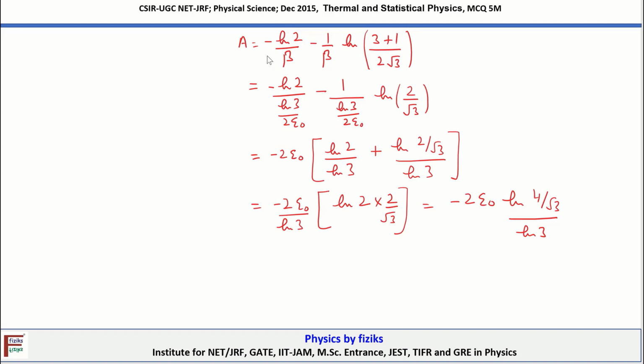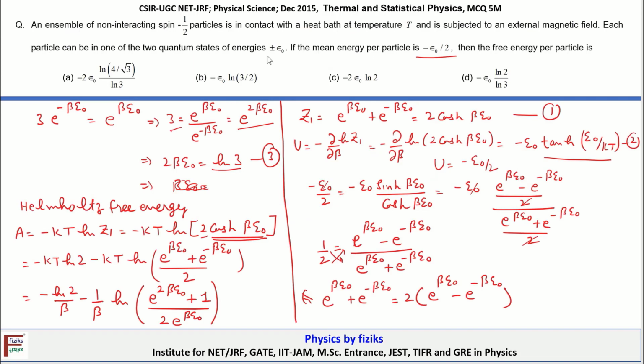That's the Helmholtz free energy per particle. And if you see, the correct option here is minus 2E0 ln 4. Yes, this is A. So A is the correct option here.